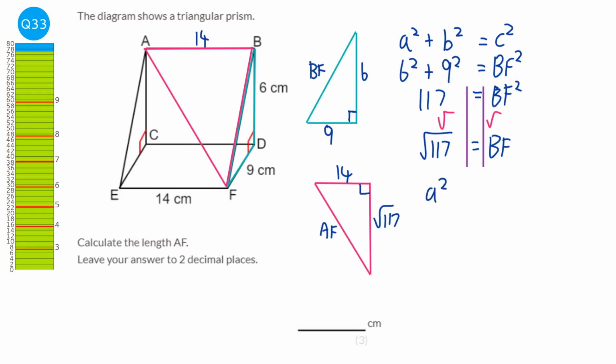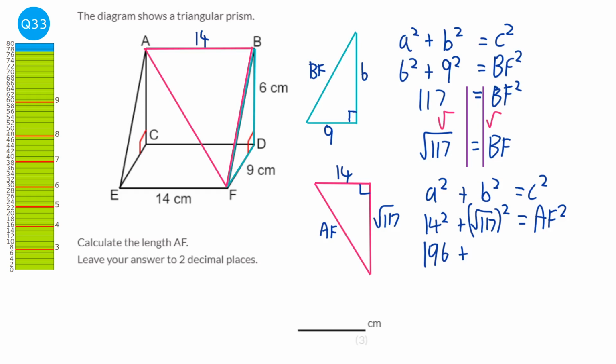Okay, so we're going to use our a squared plus b squared equals c squared. So 14 squared plus square root of 117 squared equals AF squared. 14 squared is going to be 196. Now root 117 squared just gets rid of the square root, so it's just 117. And when you add them together, you get 313.